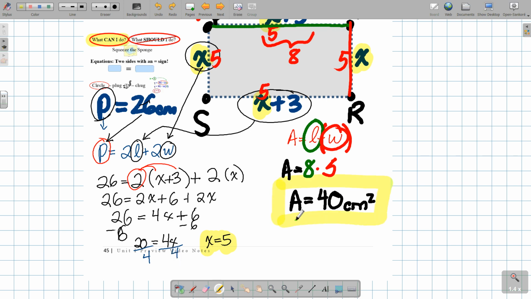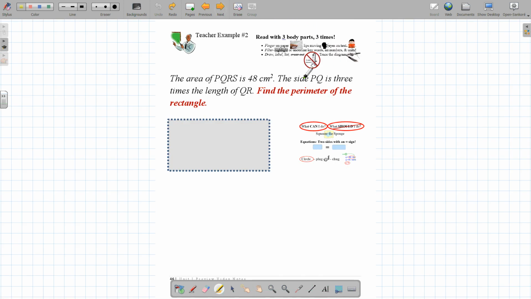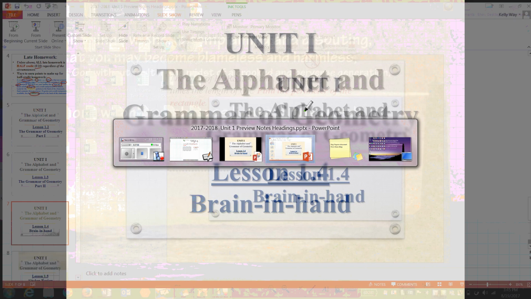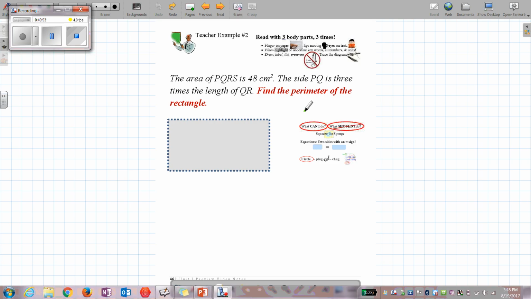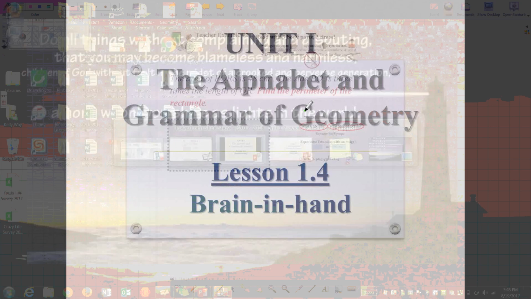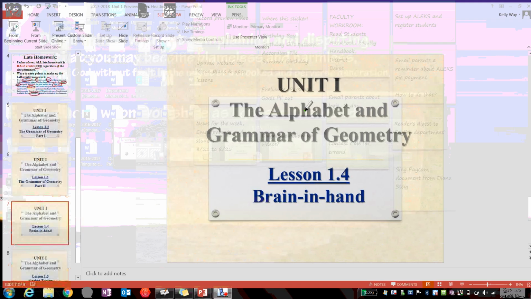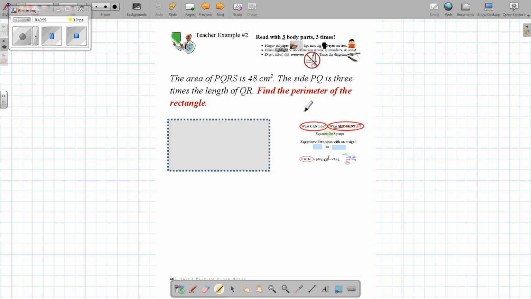Number 2, let's filter. Highlight key things. We're dealing with area, and the area is 48 centimeters squared. One side is 3 times longer than the other. Our ultimate goal is to find the perimeter. Now, number 3, we draw, label, list, cross out. So we're going to draw. We have PQ, RS, and again, our PQ has to be longer than this side. So I'm going to start right here.